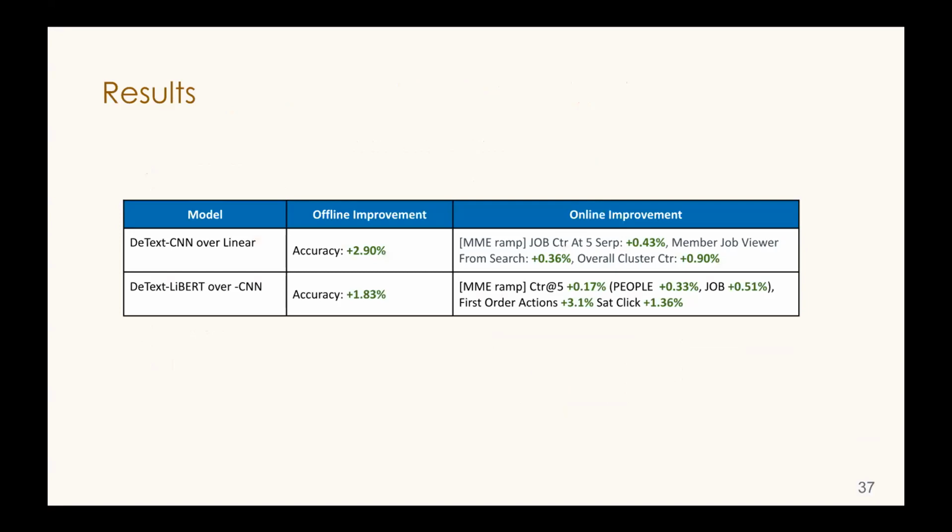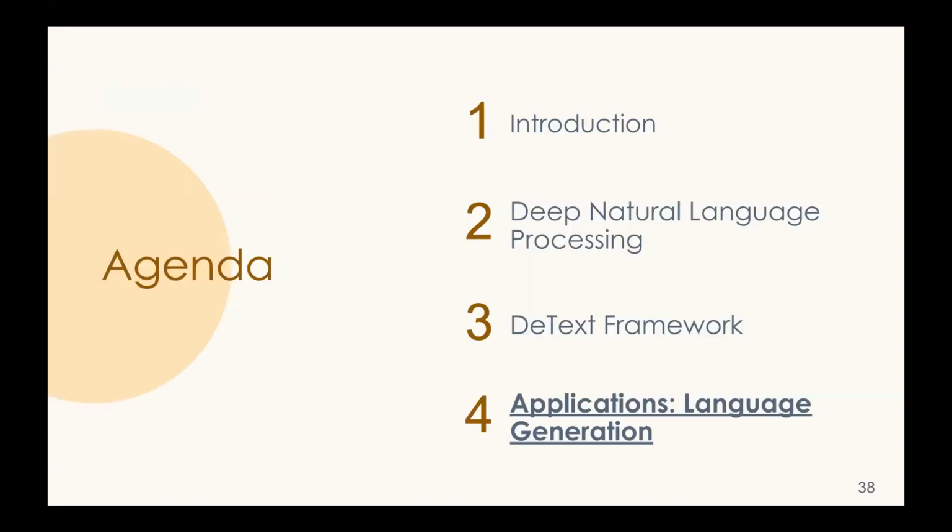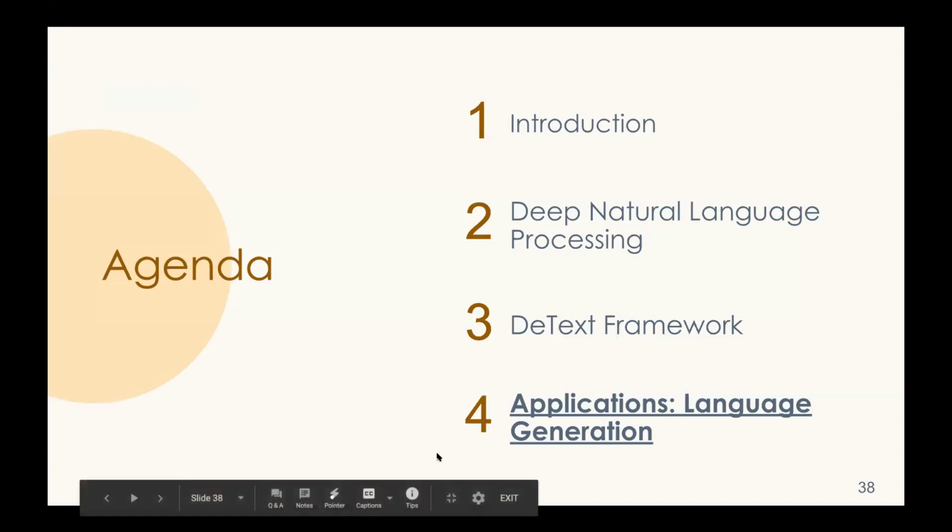And same as the ranking problem, we also saw significant improvement in offline accuracy as well as online, in member experience and search experience related metrics. That is for both the DeText CNN model and also the DeText LIBERT model. So that concludes our applications for ranking and classification. In the next session, Sida will talk about a language generation task, followed by the rest of the presentation.